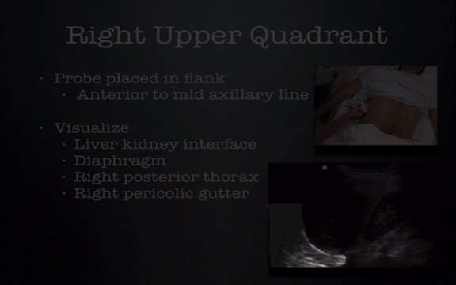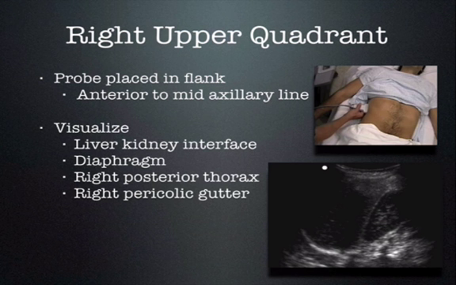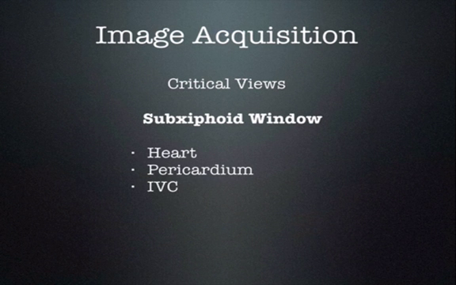We look above the diaphragm, and this is the hemithorax, or this is into the chest cavity. Notice that it is fairly bright. This is a mirror artifact of the liver, so it should look somewhat like the liver. Fluid would be black. The paracolic gutter is at the inferior pole of the kidney, and we'll see an example of that in just a minute. The next view is the subxiphoid window.